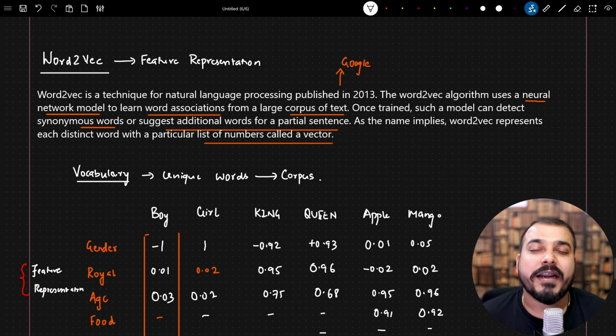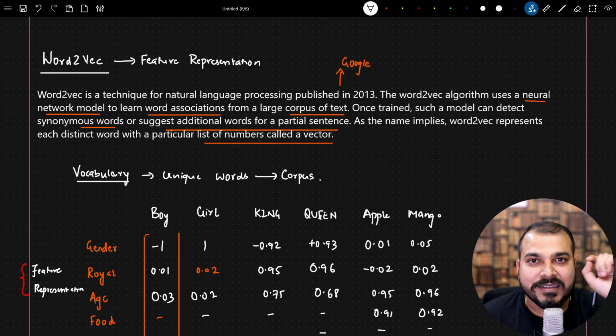And I'll give you a clear idea about it. Okay. The prerequisite is that you really need to know about ANN, loss functions, optimizers and all.